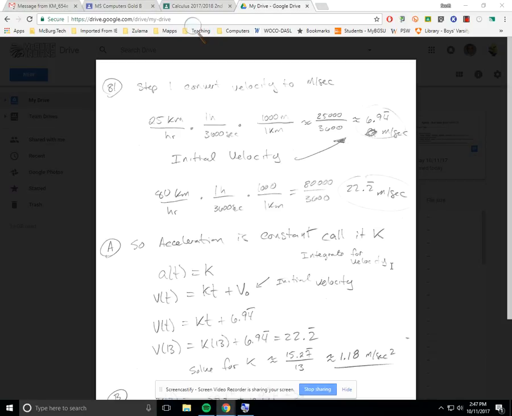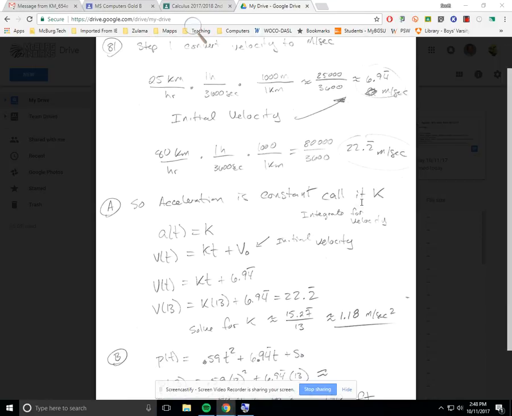So very first step, we had 25 kilometers an hour and we needed to convert it to meters per second. Basically, we just multiply it by one, two different times. Our first one is an hour over 3,600 seconds. Our second one is 1,000 meters over 1 kilometer. Notice that the kilometers cancel out, the hours cancel out, and the units we're left with are meters over seconds. So 25 kilometers an hour is approximately 6.94 meters per second. 80 kilometers per hour with the same method is 22.2 meters per second.